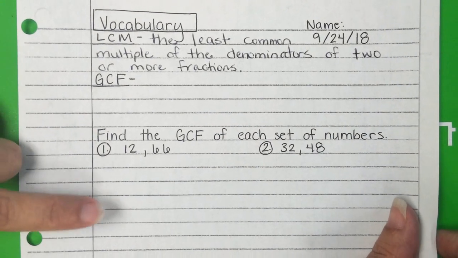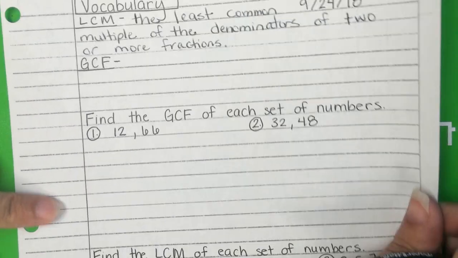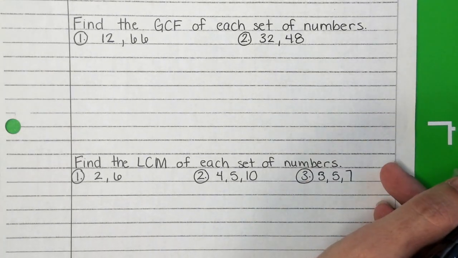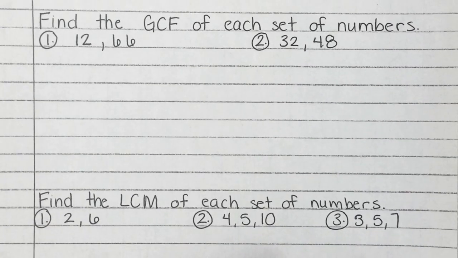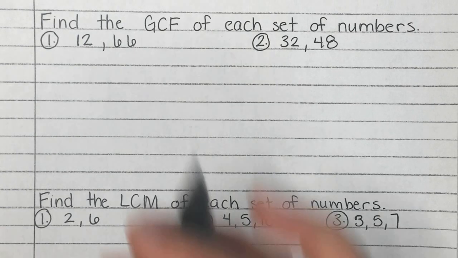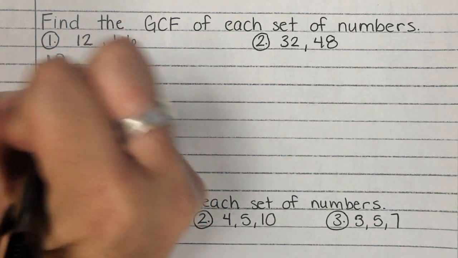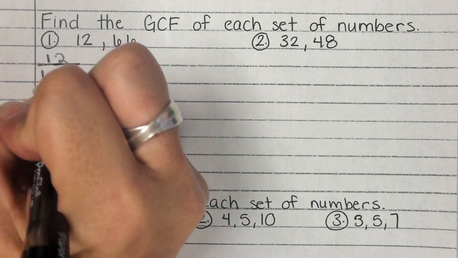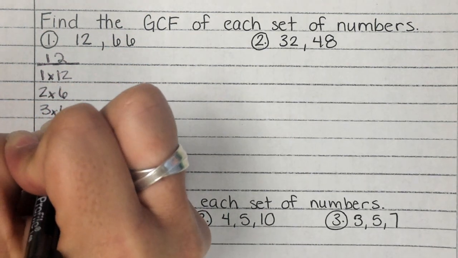Okay. But looking at finding the GCF of each set of numbers. When you are finding the GCF of a set of numbers, you are trying to think of all the multiplication tables between the numbers, and you want to find the greatest one they have in common. So, when I do this, this is the way I do it. I take the number 12, and I'm going to think of all the multiplication tables it has. It has 1 times 12, 2 times 6, 3 times 4.